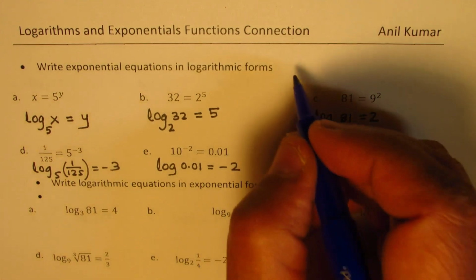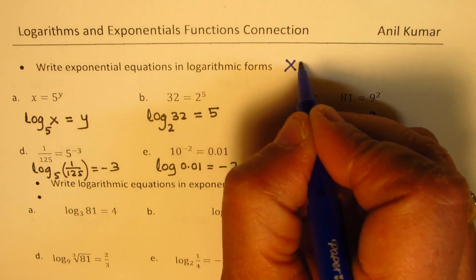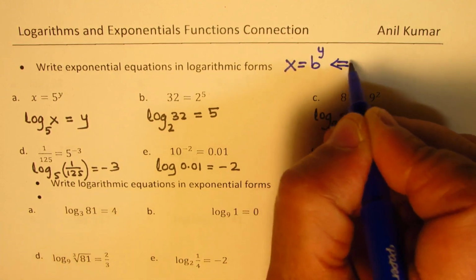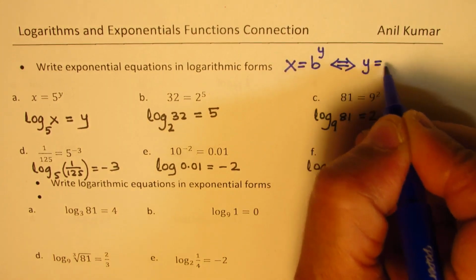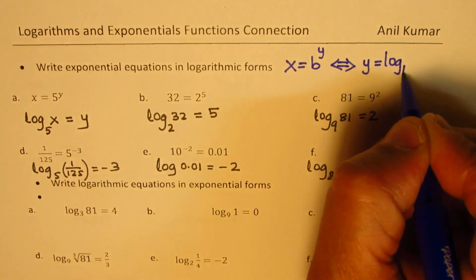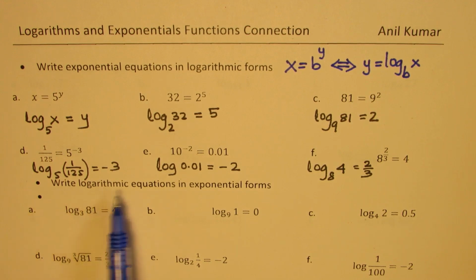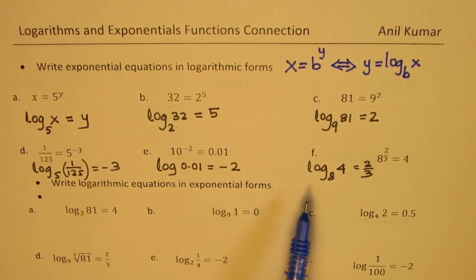So basically, what you learned here is x equals b to the power of y is the same as y equals log to the base b of x. We use this particular rule. It's the basic definition to get the logarithmic form from the exponential equations. Clear? Now the second one is to write logarithmic equations in exponential form.